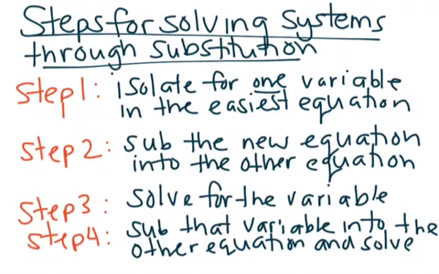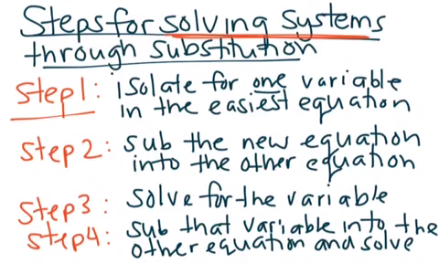So let's go through the steps for solving systems through substitution. And don't forget, solving systems, if we go back to lesson 3.2, all that means is finding the point of intersection of two lines. So we're going to read the steps out together. They might not make sense at first, but we're going to apply them in the next example. So step number 1, isolate for one variable in the easiest equation. Remember, solving means we're finding the point of intersection of two lines.